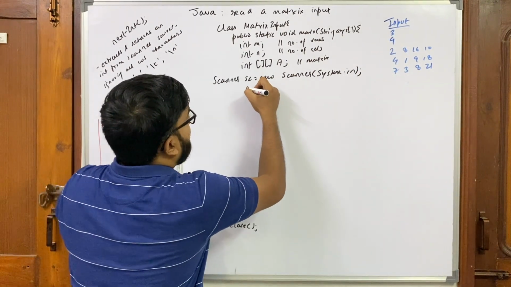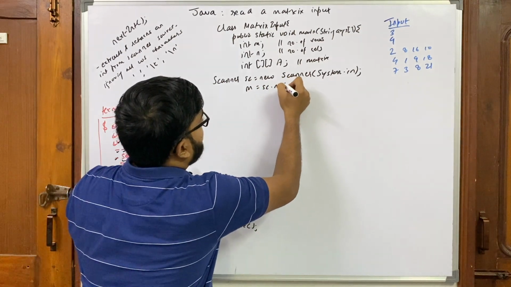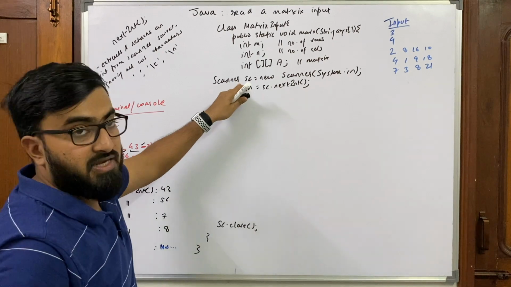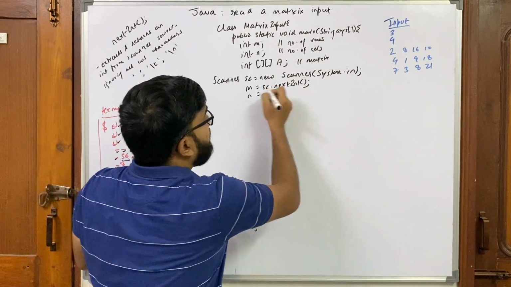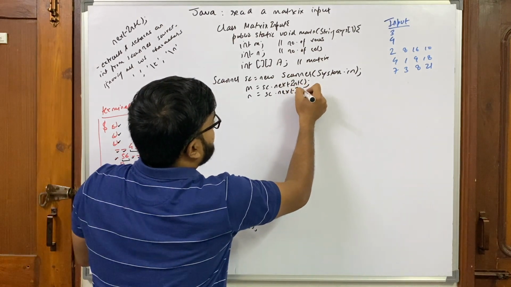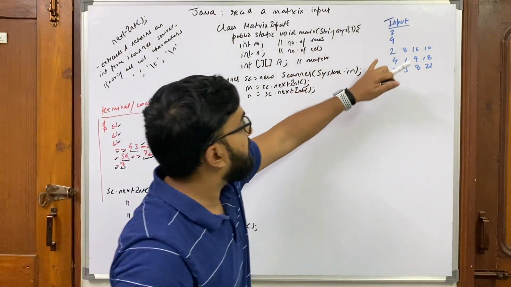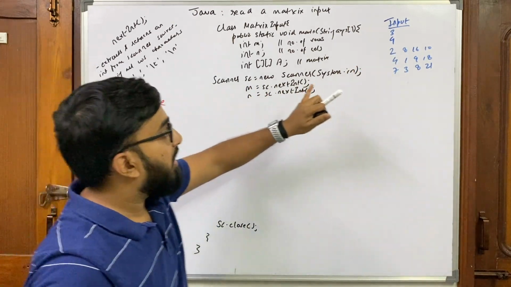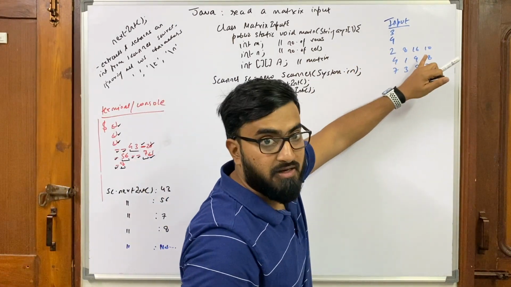So coming back to our code, the first thing we read is the number of rows. So I say m is sc.nextInt. First call of nextInt to the input from the scanner. Next we read the number of columns, which is n is sc.nextInt. So we have read the values of number of rows and number of columns in m and n respectively, and we have to read these values into the 2D array now.